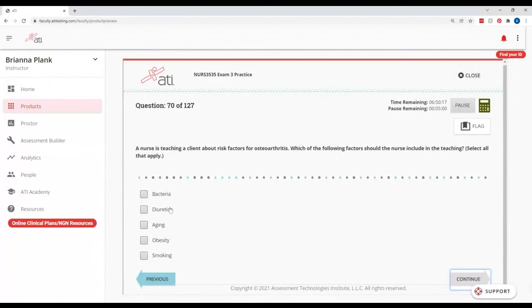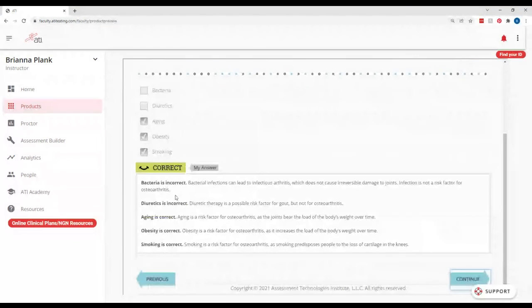Okay, risk factors for osteoarthritis. So which of the following are risk factors for osteoarthritis? Not bacteria, not diuretics. Aging, for sure. Obesity, we have more pressure on our joints. Smoking, we know, is a risk factor for osteoarthritis.